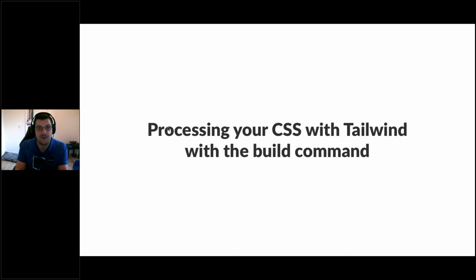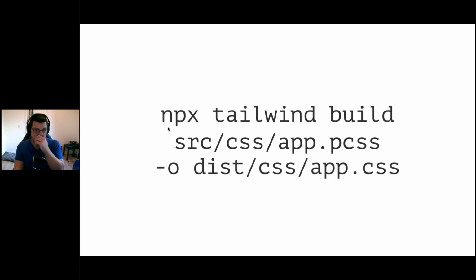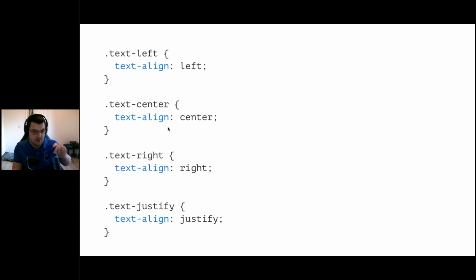So this is great. We've got a source file that we can use, but now we need to process it and have Tailwind compile this for us through PostCSS. It includes a build command that we can use. We specify our source file, our app.pcss PostCSS file, and then we can specify the output directory. So we're going to output this into a dist directory as app.css. And here's a really short example of some of the things it's going to generate for us. These are our text align utilities. So the text-left class is text-align: left, and same for center, right and justify.